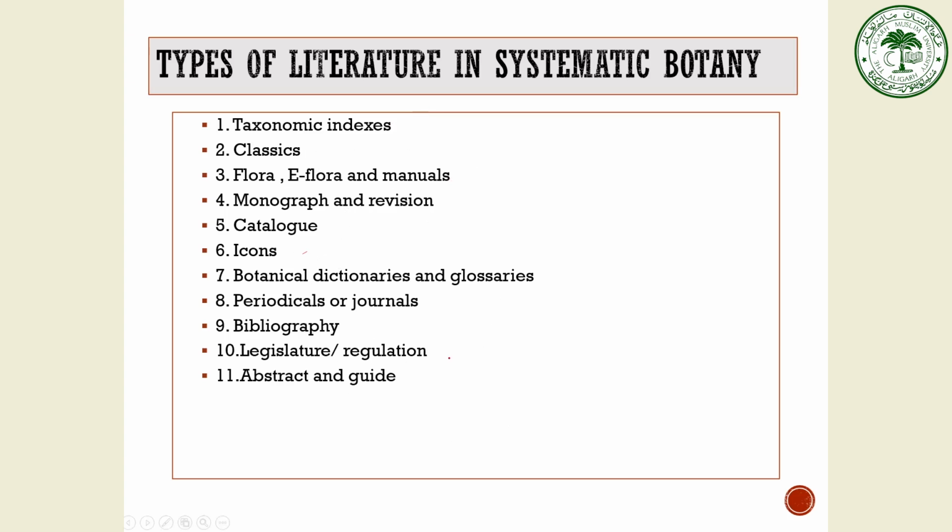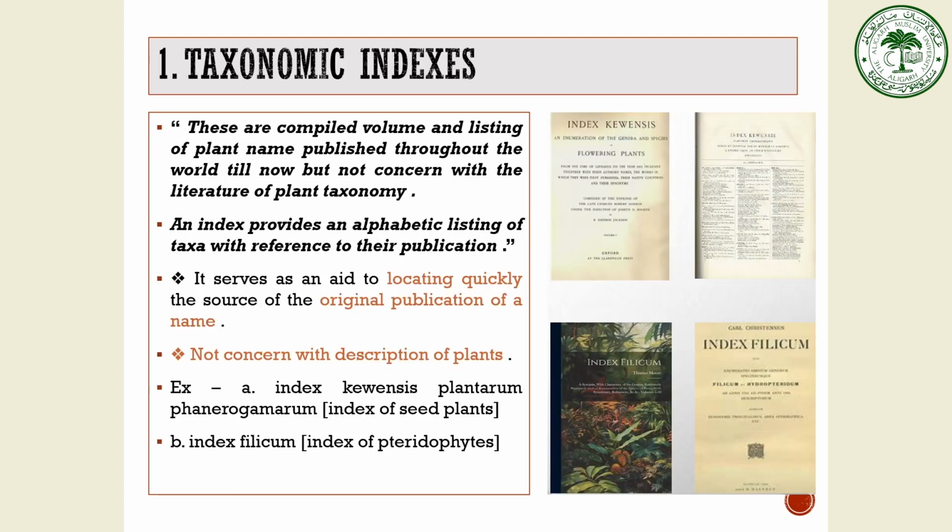Starting with the first one, that is the taxonomic indexes. Taxonomic indexes are compiled volumes listing the plant names published throughout the world till now, but not concerned with the literature of plant taxonomy. As you can see from this definition, they just have the indexing of the plant species that have been published all over the world.